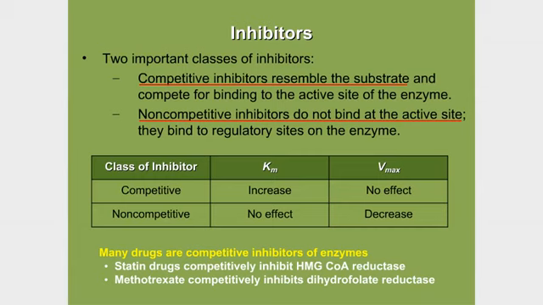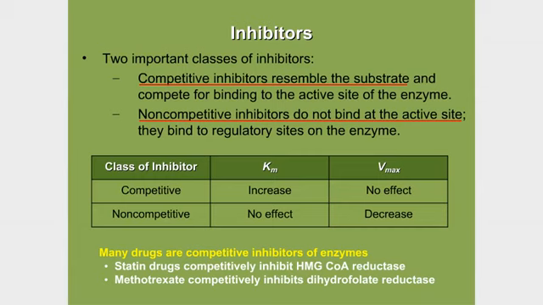Notice here in this example, I show you two examples of competitive drugs, all statin drugs. There are 6 statin drugs that are commercially available to treat hypercholesterolemia. All statin drugs are competitive inhibitors of the substrate HMG-CoA for the enzyme HMG-CoA reductase.